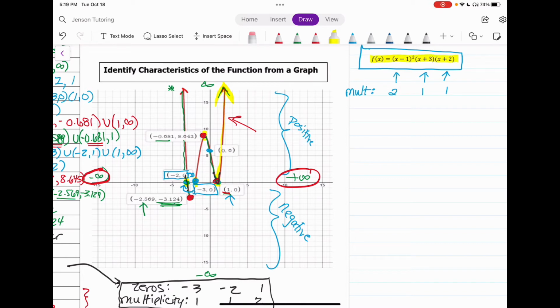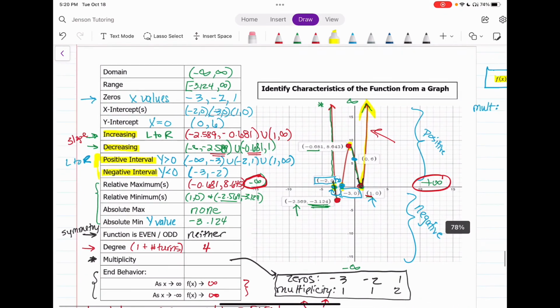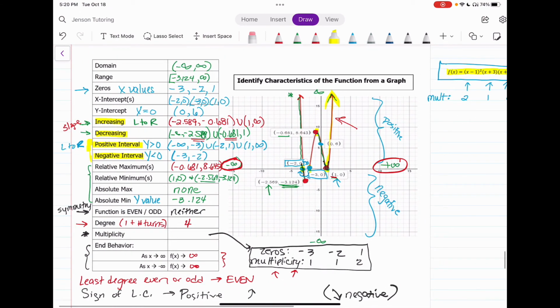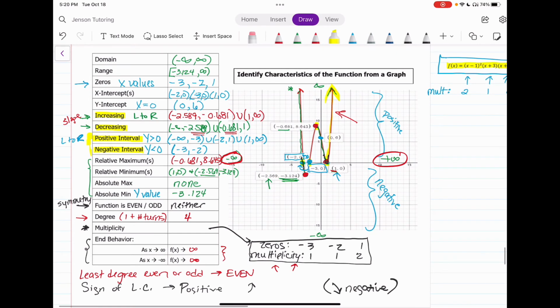That's our actual function in factored form. So you can see the x minus 1, quantity squared. That's how we get our multiplicity at x equals 1. We get that twice. x plus 3 gives us a zero of -3. That occurs one time. And then x equals -2 occurs one time. So that's how we would get this function, and all of the characteristics that we've discussed. So hopefully that's a good review of identifying the characteristics from a graph.